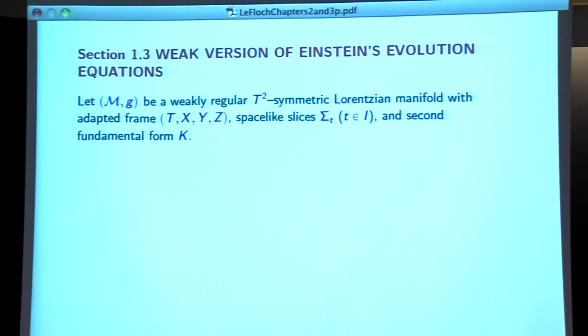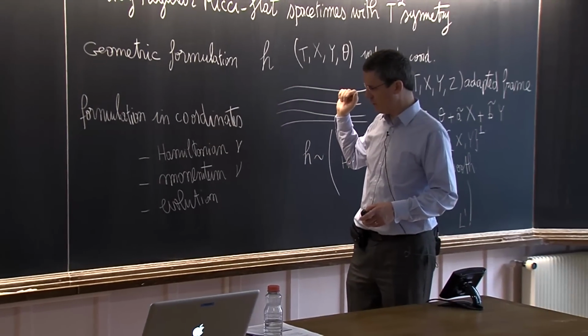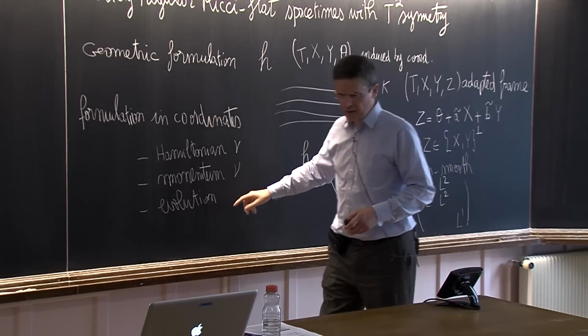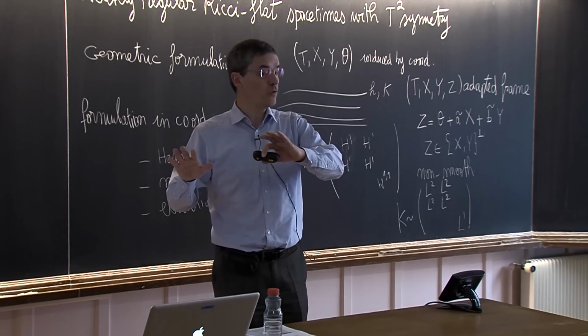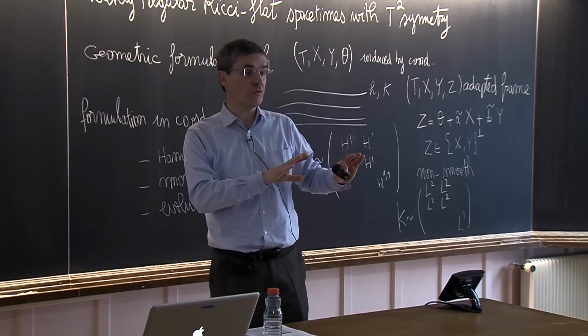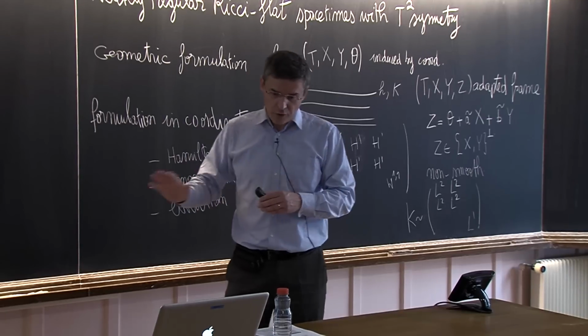Okay, so we are done with the geometric formulation of the Einstein constraints at our level of regularity. So now we have to discuss the evolution part, right? So these are other components of the Einstein tensor. Some components correspond to the constraints and some components correspond to the evolution. So now we do the evolution part.